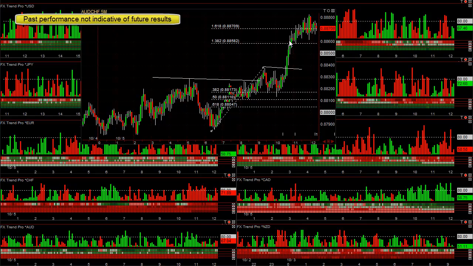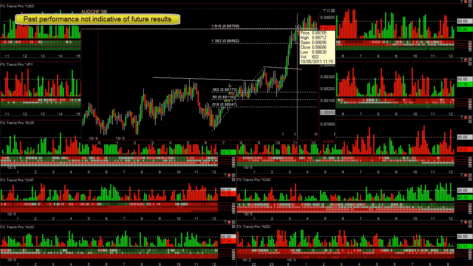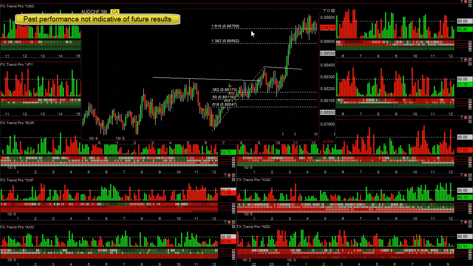And the market shot right through the first fib target, kind of stalled at the second one. I would have got out right here at 88.70. That's a 30 pip move. You lose 10 pips, then you make 30. You netted 20 on that trade. Let's look at the CAD Swiss.